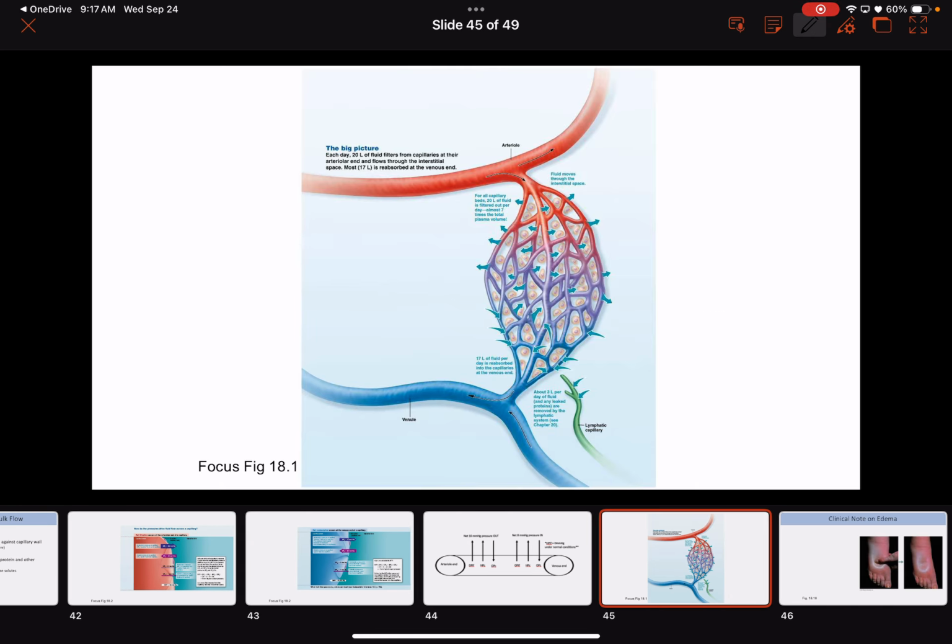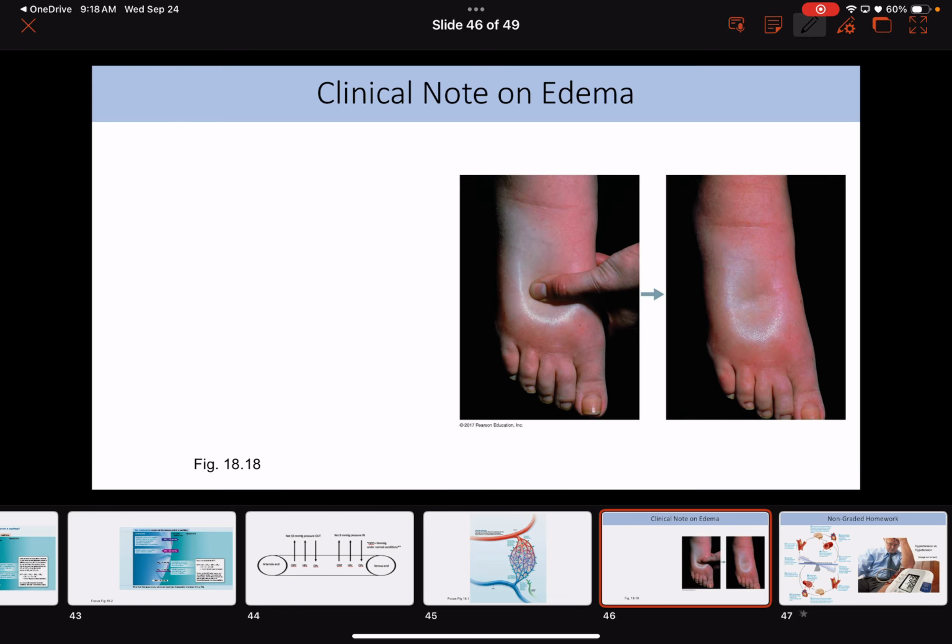So this is just, again, an overview. Make sure that you know we're delivering oxygen and nutrients on the arterial side. We push out about 20 liters of fluid. Because of the differences in pressure on the other side, that allows us to bring most of that fluid, about 17 of that 20, back in along with any waste products. And then our lymphatic system picks up the extra 3. Now, when that system is out of whack, we can get what's called edema, where that fluid gets trapped in the interstitial space and goes into places it shouldn't. So, edema is when we have an increase in interstitial fluid.